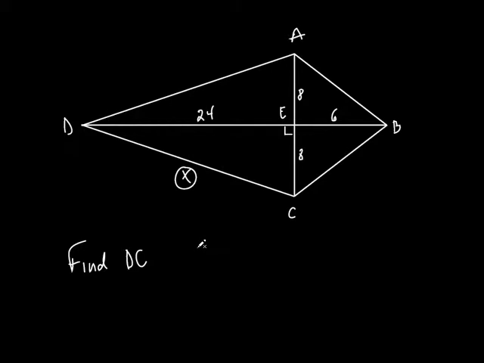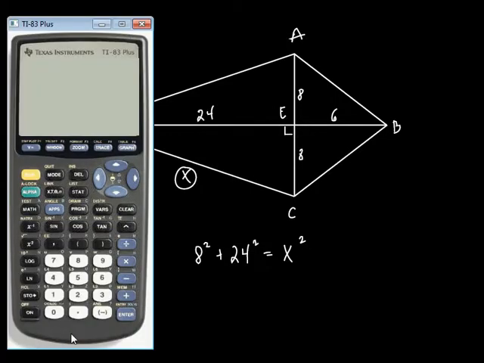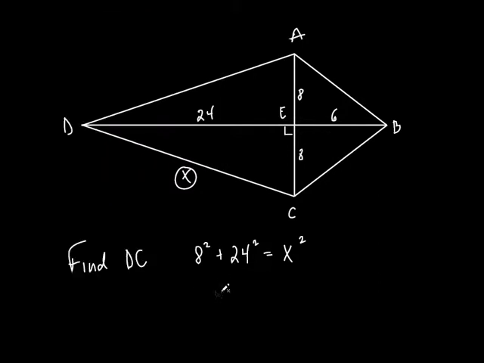So how do I set this up? I could go 8 squared plus 24 squared equals the hypotenuse squared, which is x squared. Remember that? And then you can just plug some numbers in. So let's see what we get. We get 8 squared plus 24 squared. Okay, that equals 640. But is that my answer? Is x equal to 640? No. X squared is equal to 640.